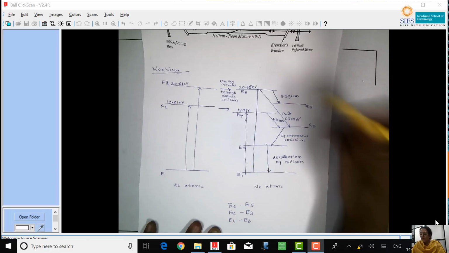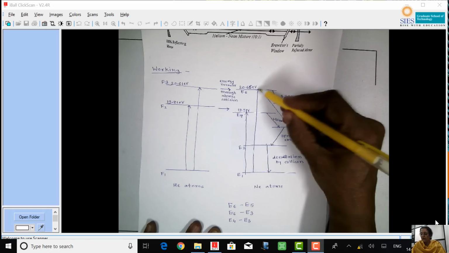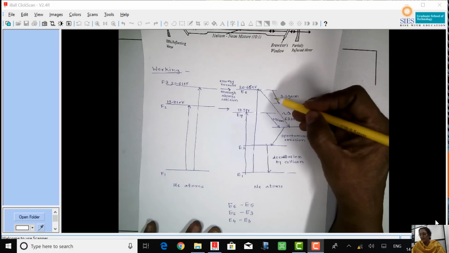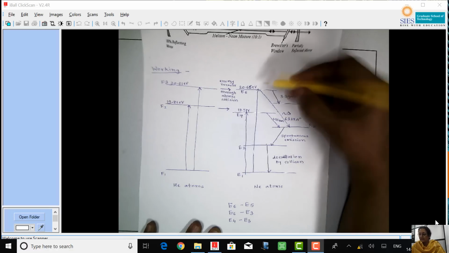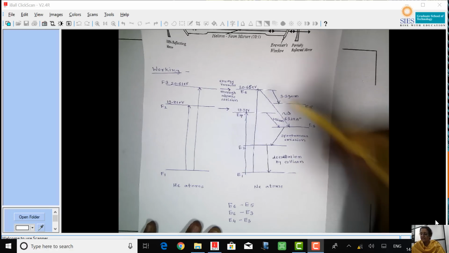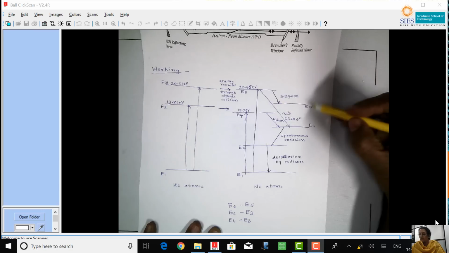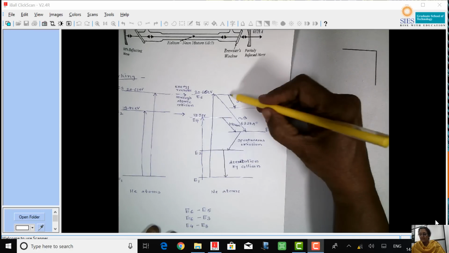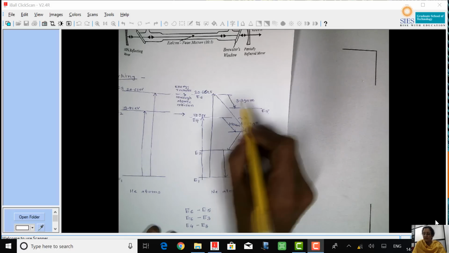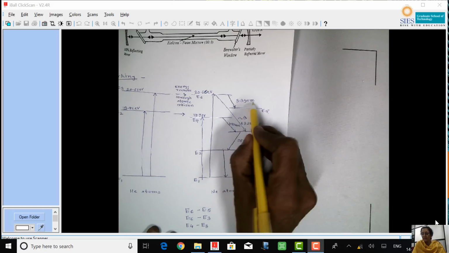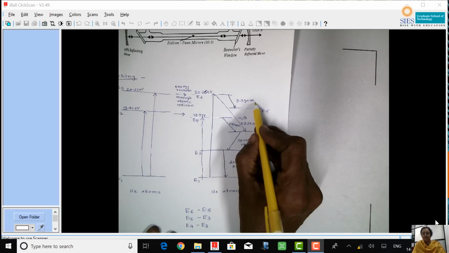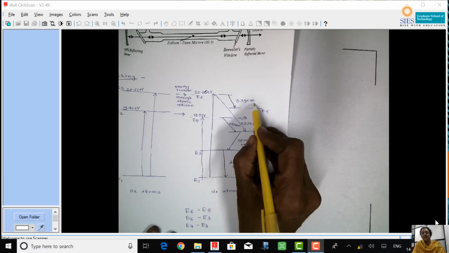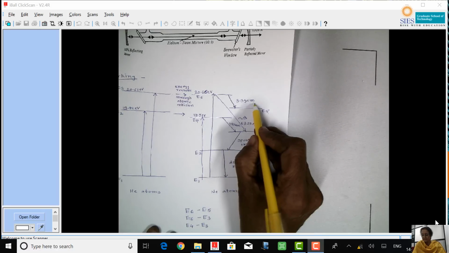Now when one of the spontaneously emitted photons triggers the action, atoms from energy level E6 can come down to energy level E5. When this transition takes place, the wavelength 3.39 micrometer is generated. This is infrared light, so it is not visible to us.